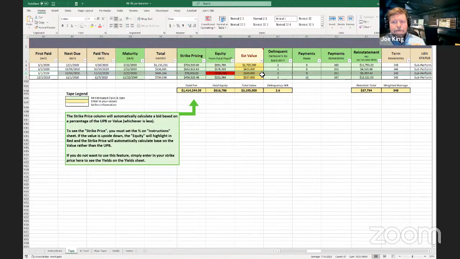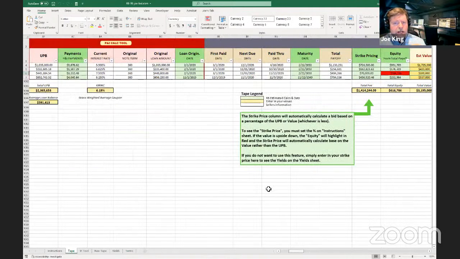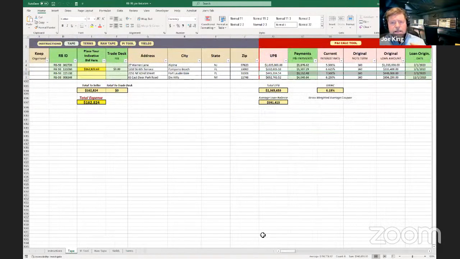So that said, again, I just brought this up for illustrative purposes to let you guys know that we took it straight from the tape. And the asset that we're going to be looking at is this Florida asset in Fort Lauderdale.